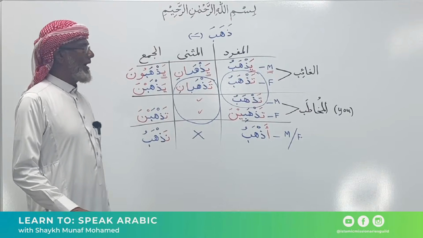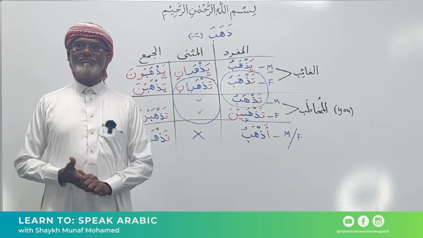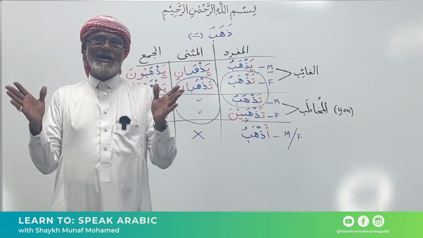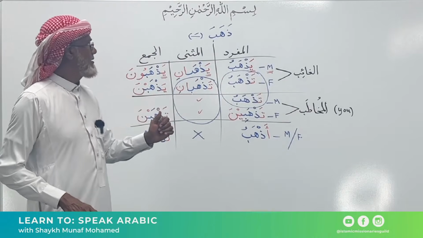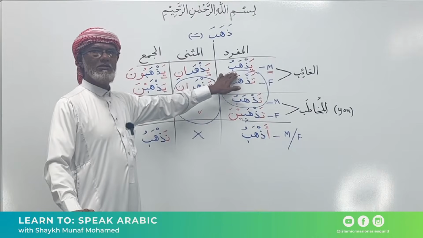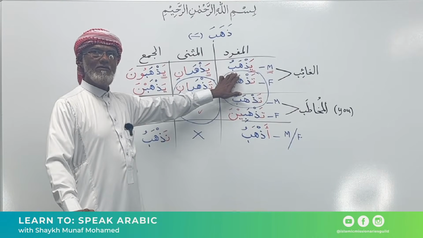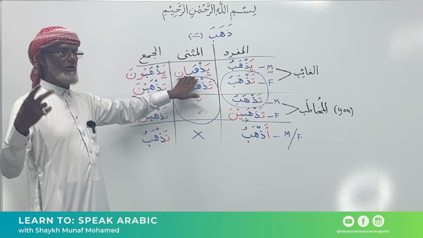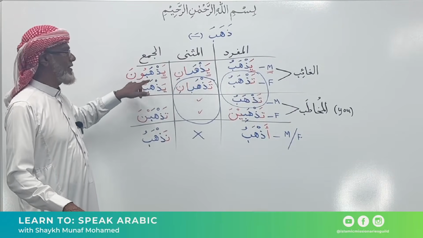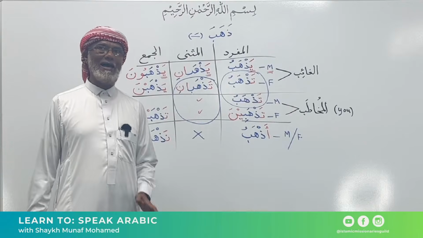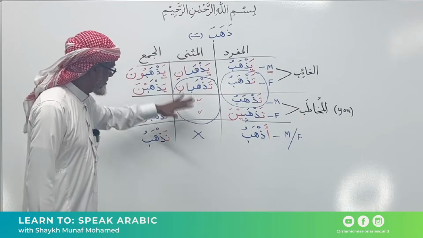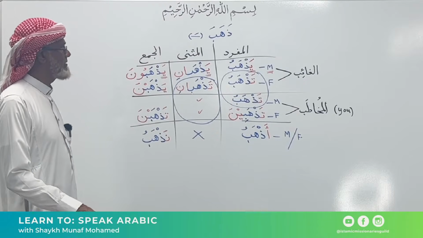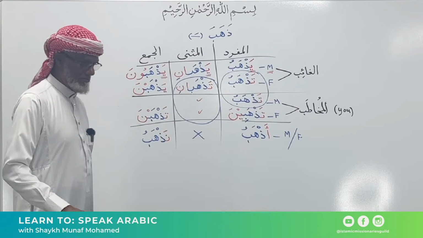All right? And then you could negate the verb. No, I'm not doing whatever the verb is. You just say la. All right? So la yadhhabu means he is not going. La yadhhaban, the two of them are not going. La yadhhabun, they are not going. So la negates all of them. La negates all of these.